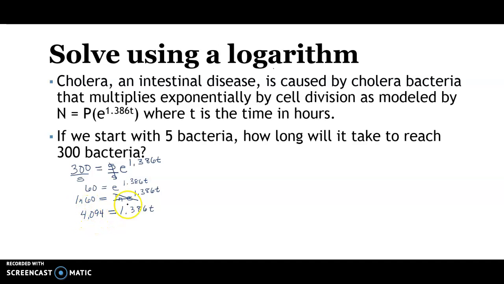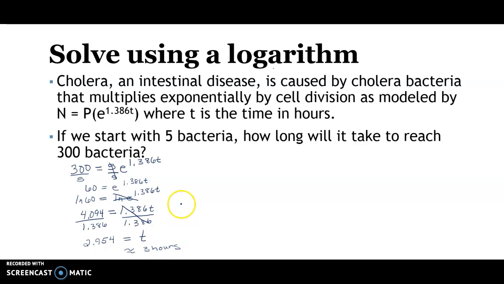Now, I have an equation that's fairly easy to solve. I need to get t by itself. I will do that by dividing. So I divide by 1.386 on both sides of my equation. These guys cancel, and so I'm left with t equals, and this is about 2.954, or approximately 3 hours.